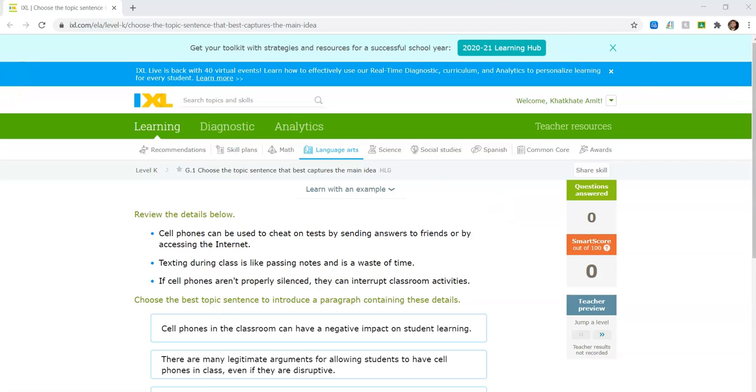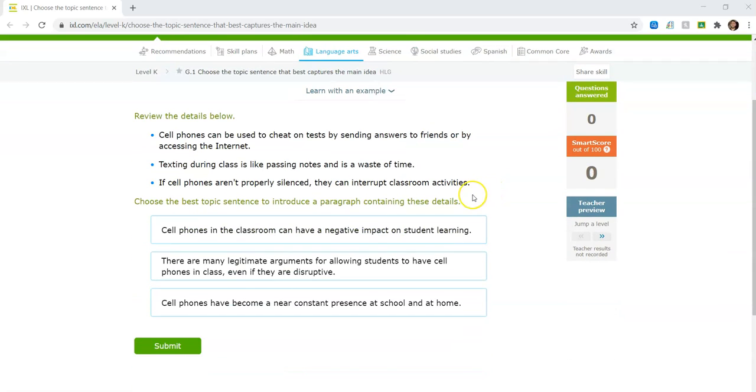Kakate. I am doing a kind of walkthrough tutorial video, not really a walkthrough, more of a how-to video on completing this IXL. So just so you can see the topic, it is level K, K.G.1. This is choosing the best topic sentence that will capture the main idea. So I want to look for common themes within the sentences that were given.